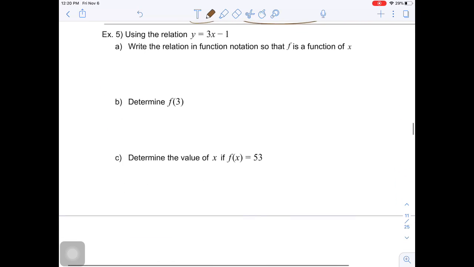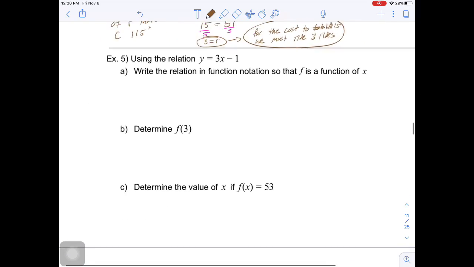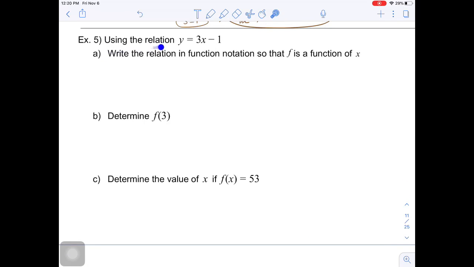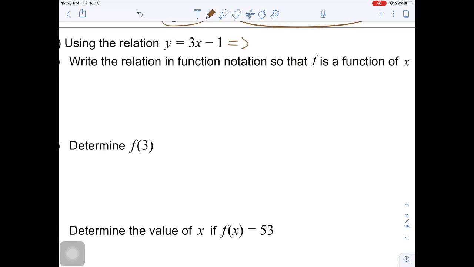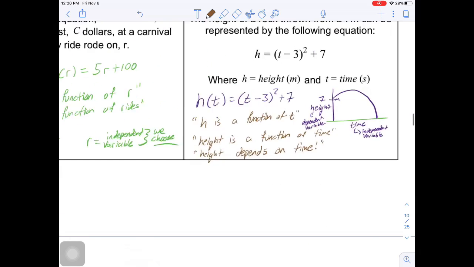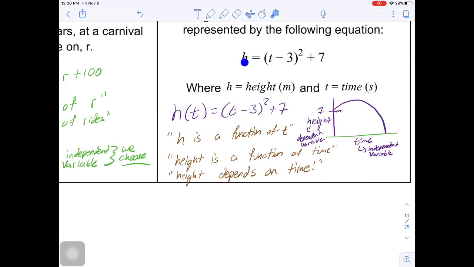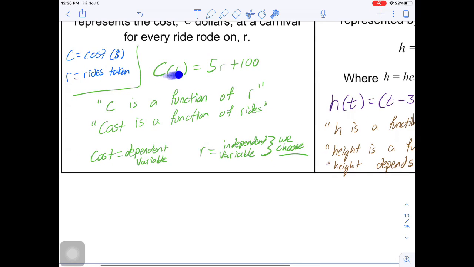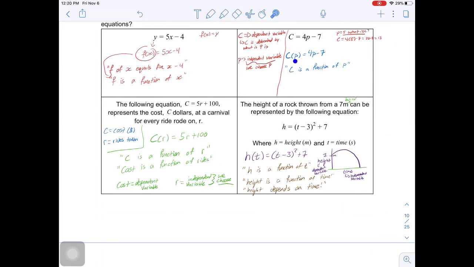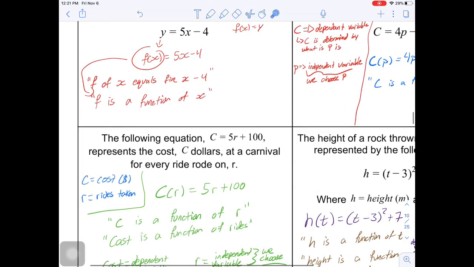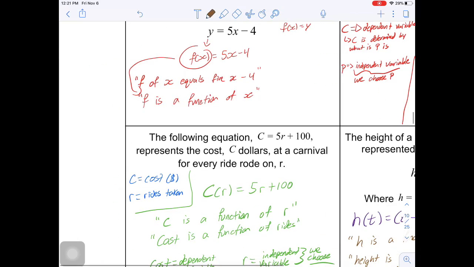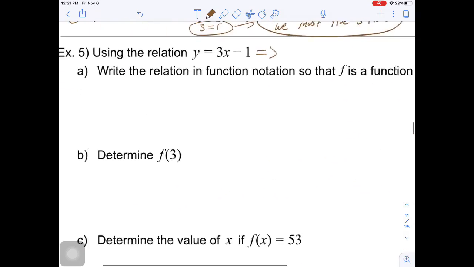Okay, let's do one more example, and then you can go practice. Using the relation y equals 3x minus 1, write the relation in function notation so that f is a function of x. Recognize we always take our dependent letter, so h, and put it in terms of t. So h of t, c of r, c of p, we can see that up there, but why do we not do y of x? You can technically do that, but it's usually not a smart idea.